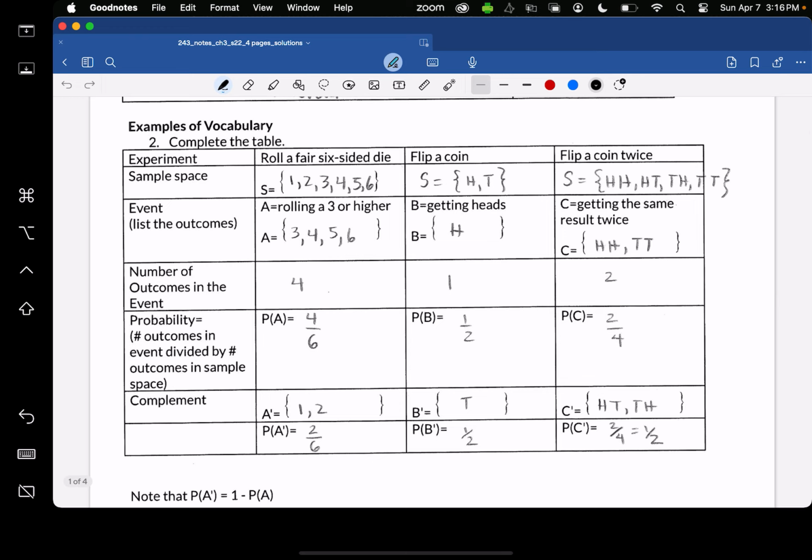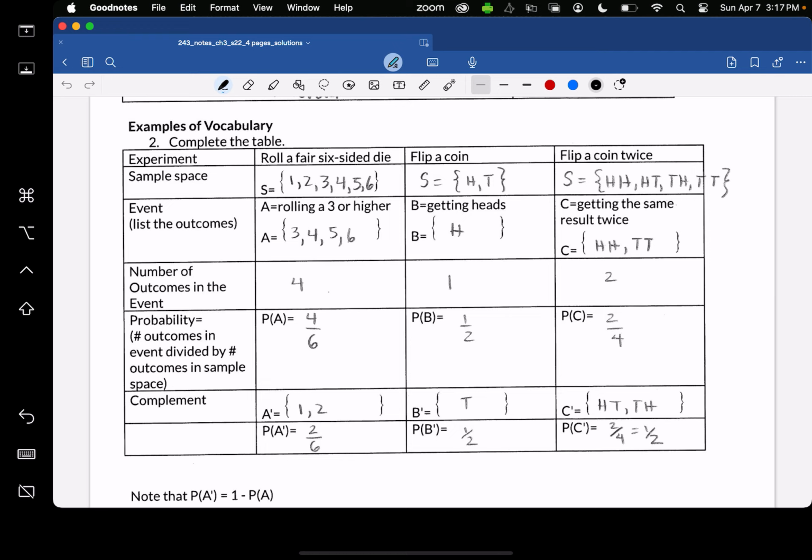So here I have 3 different experiments. Roll a fair 6-sided die. The set of possible outcomes are 1, 2, 3, 4, 5, 6. Whereas if you flip a coin, then the set of outcomes, the sample space, is heads or tails. And then here I have flip a coin twice, so there's 4 possible outcomes listed.